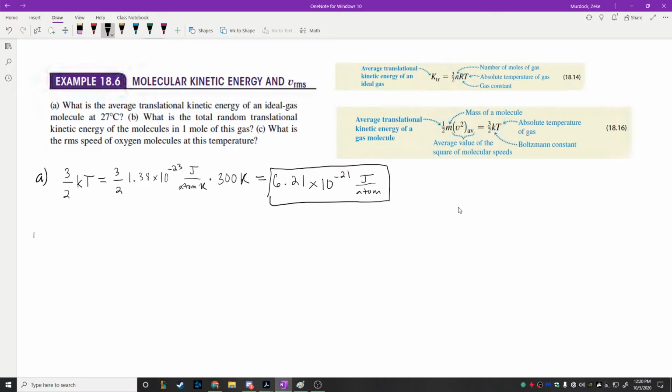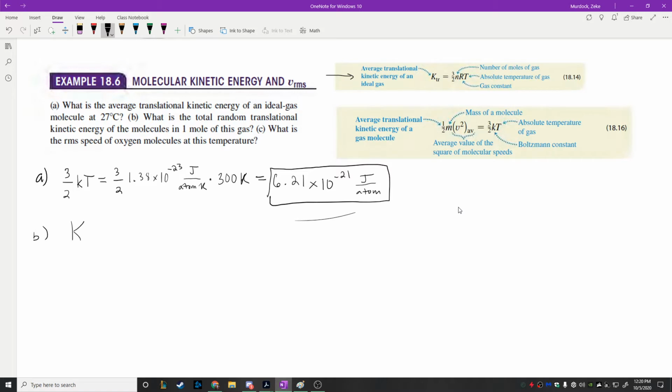What about part B? What is the total random translational kinetic energy of the molecules in 1 mole of this gas? How do I calculate that? There's kind of 2 ways to do it. We could either use the answer we got, or we could just use, I think, this equation, right? I think we just use this equation.